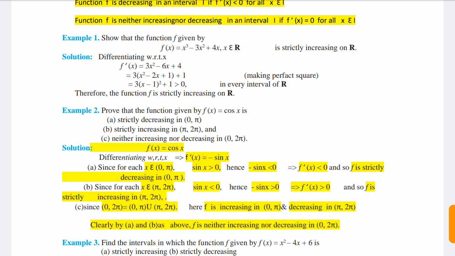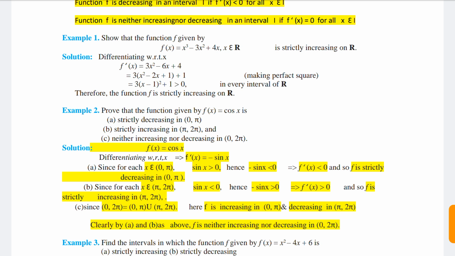So the first interval is 0 to pi. So we take some value from 0 to pi. 0 to pi means first and second quadrant. If we take any angle from the first and second quadrant, sin x is always positive. That means -sin x is always negative, and -sin x is the value of f'(x). So f'(x) is always negative. Hence we can say that the function is strictly decreasing in this interval 0 to pi, because f'(x) is less than 0.